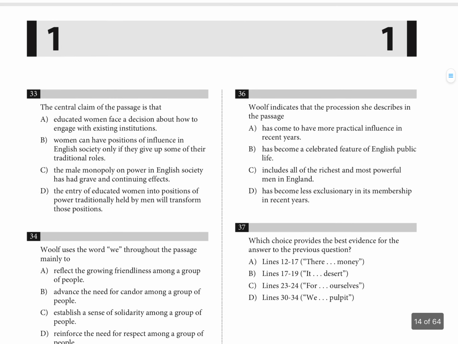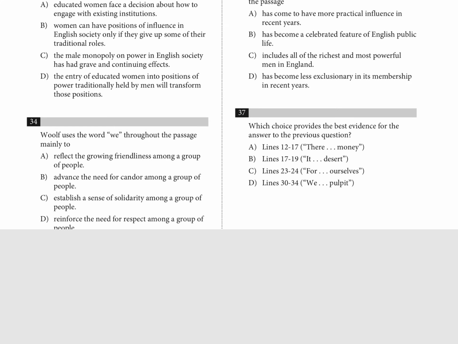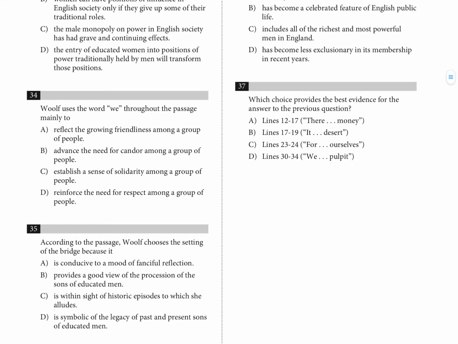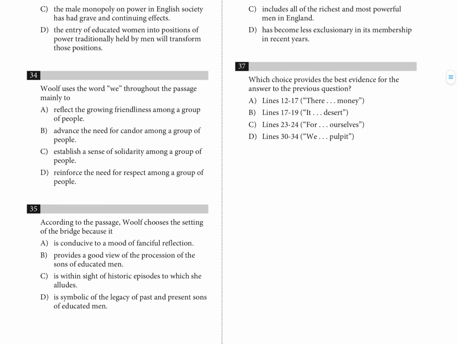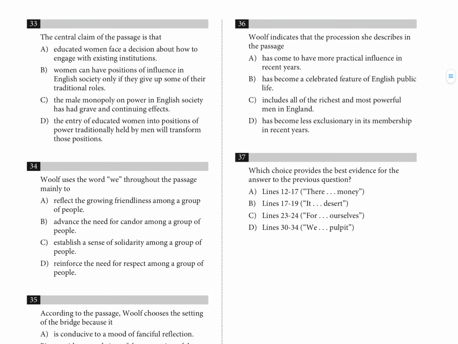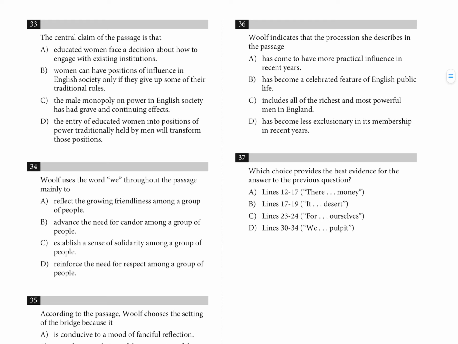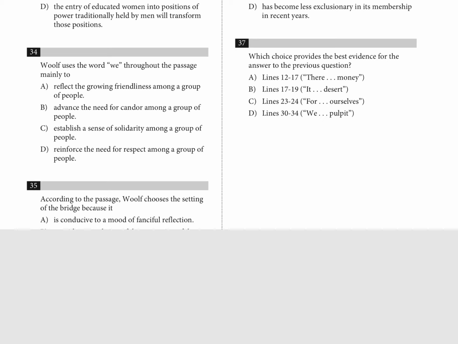Number 33, the central claim of the passage is that, similar to question 32, but they're just going to look through these claims. 34, Woolf uses the word we throughout the passage, mainly to. Now they know that they need to look out for the word we when it shows up. If a student can read through more questions and still keep the questions in that student's brain, more power to them. 3 is enough for me, so I tell students read the first 3 questions so they know what to look for in the passage.